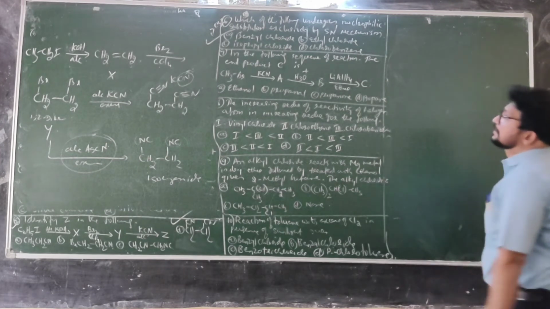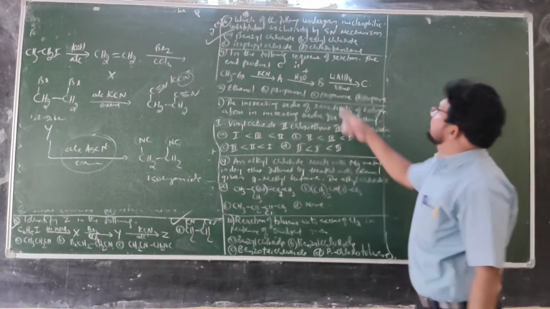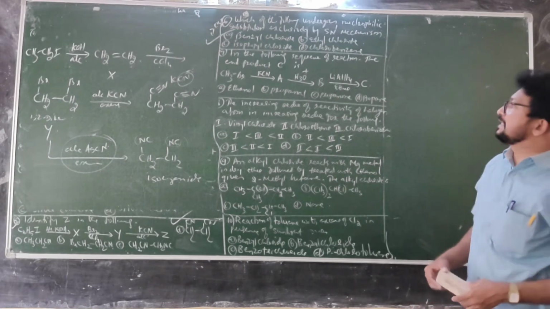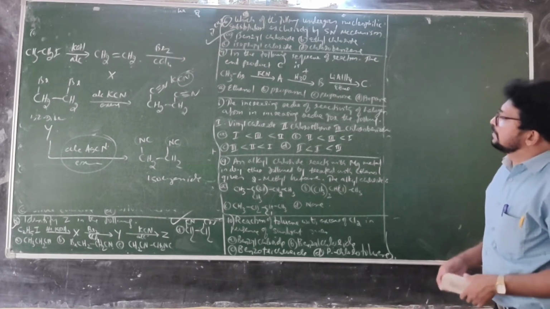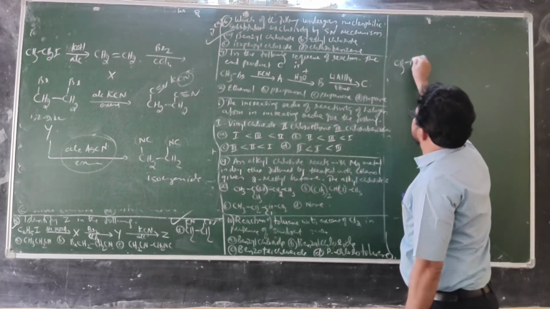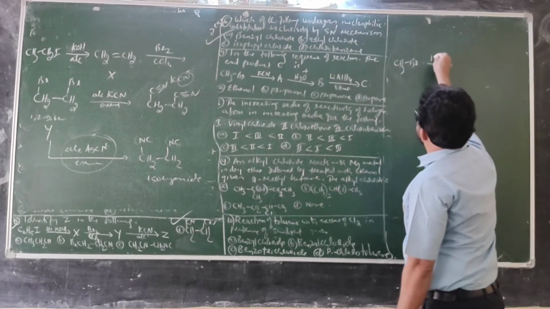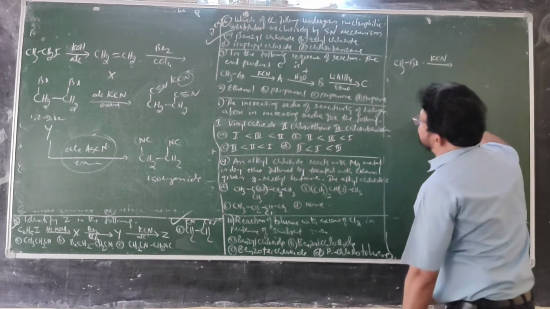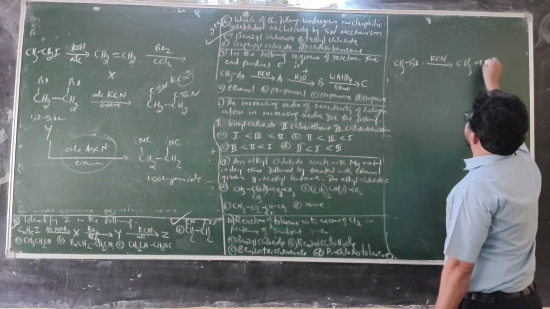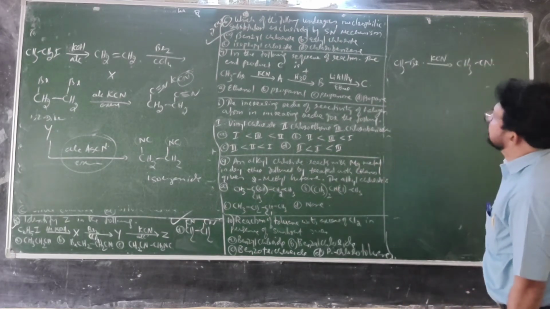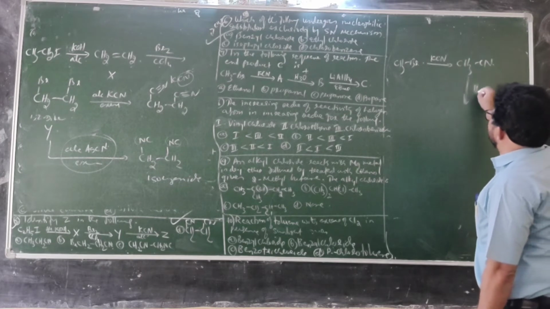Question number 7. In the following sequence of reactions, the end product C is, okay, let us try. CH3Br, KCN. If you use KCN, it is CH3CN. Just now I have told you, a similar question. CH3CN, then H3O plus.